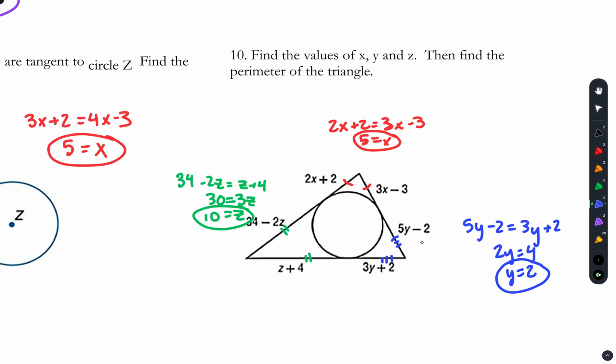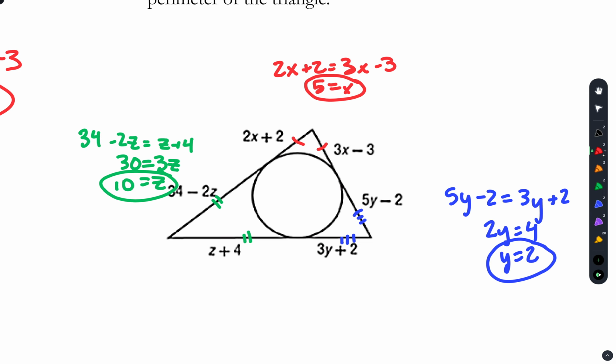And then I'm almost done, because I got to read my problem. It says find the perimeter of this triangle. So I actually have to figure out what these values are. I am going to save myself some time. I'm not going to plug this in for every single piece. I just need to plug it in for one of each side of the party hat. So I'm going to do 2 times 5 plus 2.